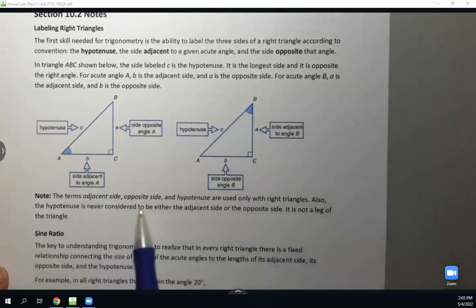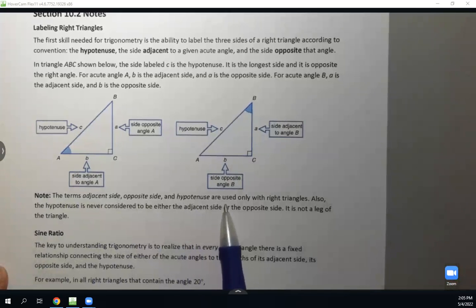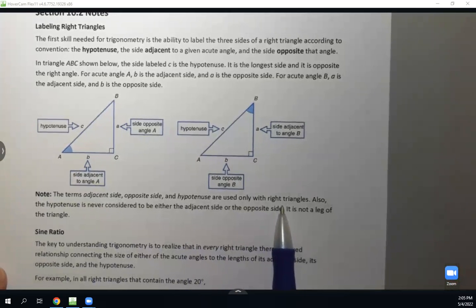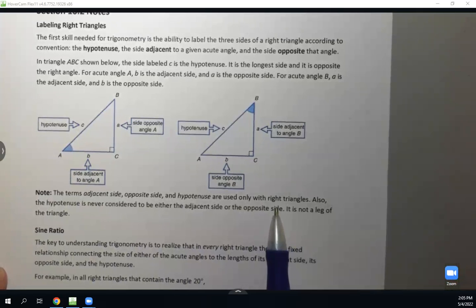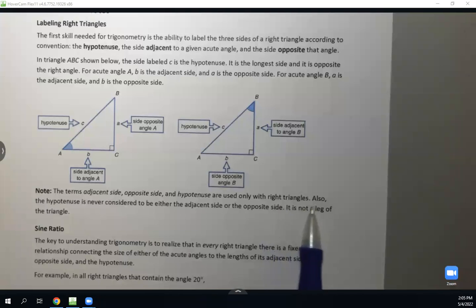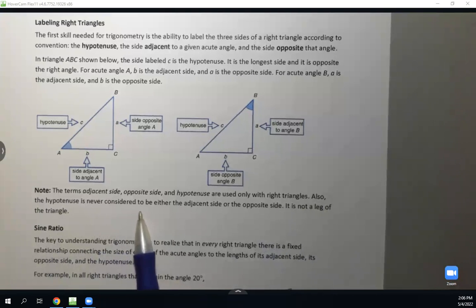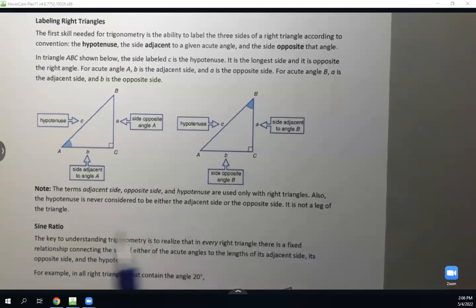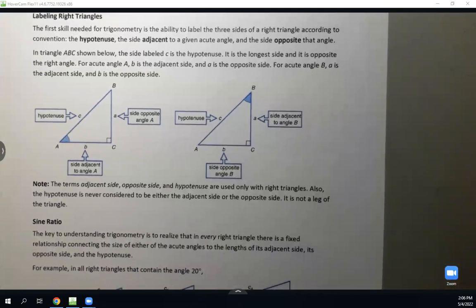The terms adjacent side, opposite side, and hypotenuse are used only with right triangles. If we don't have right triangles, we don't worry about those terms. In this class, we're only going to worry about right triangles, so you don't have to worry about that too much. Also, the hypotenuse is never considered to be either the adjacent side or the opposite side. It's not a leg of the triangle. So identify the hypotenuse first, and you can rule it out for being the adjacent or the opposite.